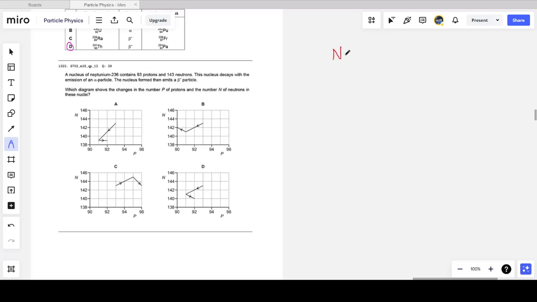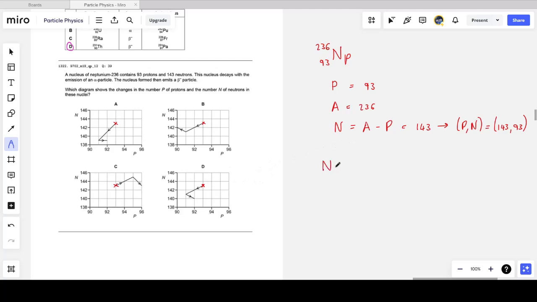So what's my first state? My first state is neptunium-236 with 93 protons. I have a proton number, and I'm going to use P because I'm matching what they have in the question. Proton number P is 93. Mass number A is 236. Neutron number is A minus P, the total number of nucleons minus the number of protons, which in this case is 143. This means that my coordinate is 143 and 93. But what you'll find is that this corresponds to all of the graphs. The starting point is the same in all of them. Okay, that's fine. Let's see where the next part takes us.